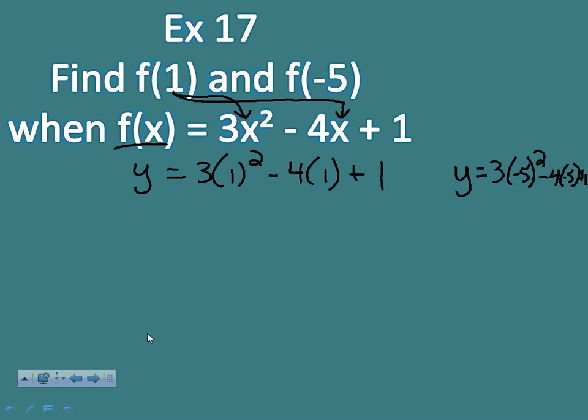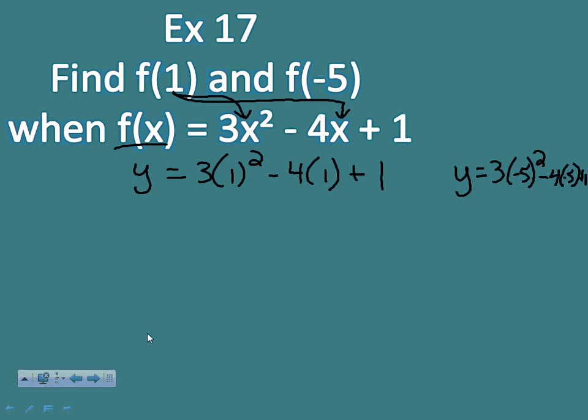How many got 6 when you plugged it in for 1? You got 6? How many got 6? Oh, more hands in the air. I'm talking about the first one. How many got 6? Woo! How many got 0? So, I got 0. All right.